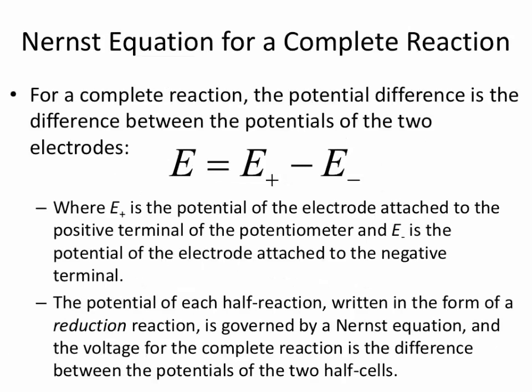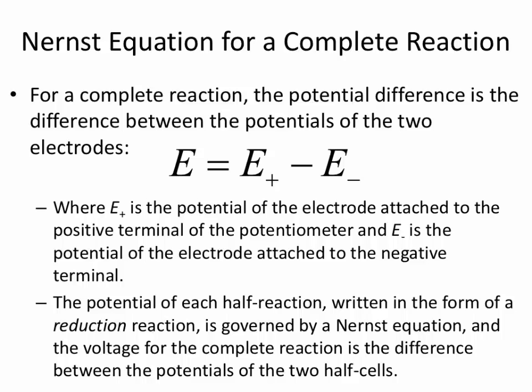Now, for a complete reaction, the potential difference is the difference between the potentials of the two electrodes. That is, the E here, this is the E for the entire cell, not just one half cell, is equal to E plus minus E minus. That is, the E plus here is the potential difference of the electrode attached to the positive terminal of the potentiometer, and the E minus term here is the potential of the electrode attached to the negative terminal.